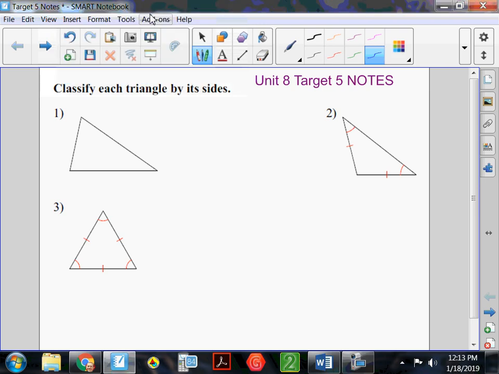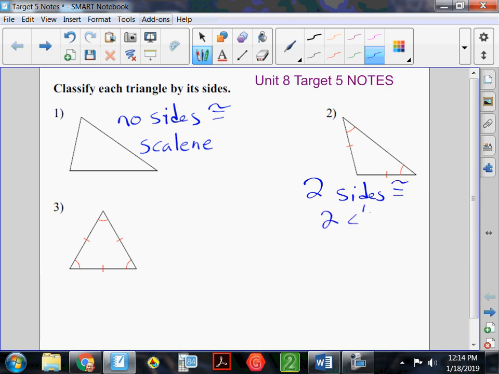Okay, Unit 8, Target 5, some notes in case you needed to hear again what we did in class or you were absent. We started off class by deciding what types of triangles these were, classifying them by their sides. So a triangle with no sides that are the same, so no sides congruent, we call that a scalene triangle. We're not going to be focusing on that this target. When we have two sides congruent, or two angles congruent in a triangle, we call that an isosceles triangle.